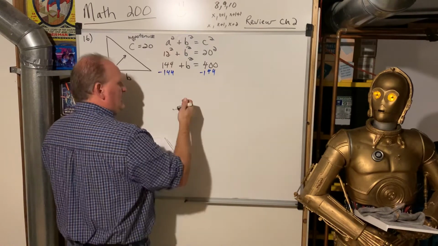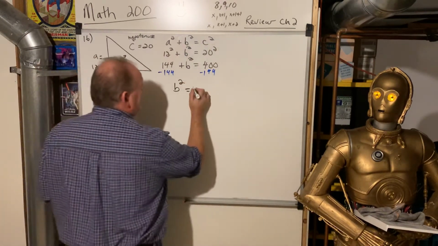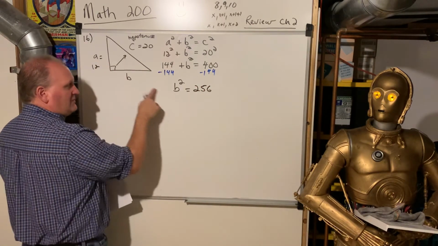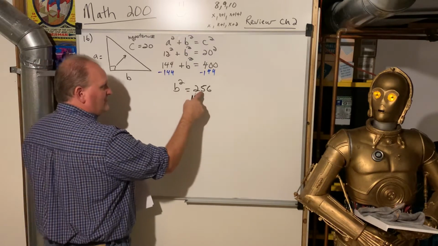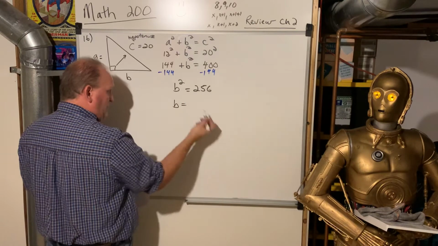But we're not done. We got b squared is equal to 256. But I don't want b squared. I want b. So think about it. B times b is 256. So this is asking, what times itself gives you 256? Well, we have a symbol for that.